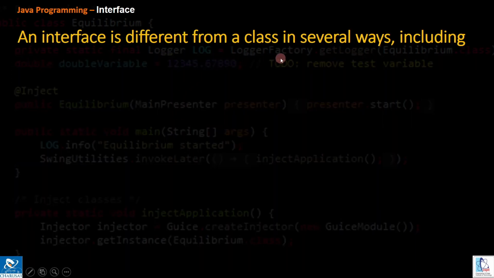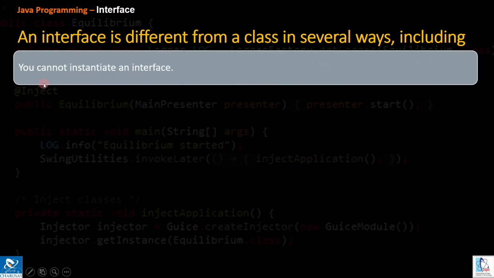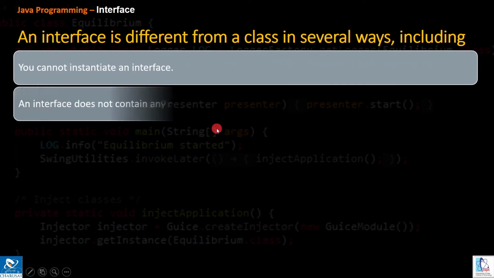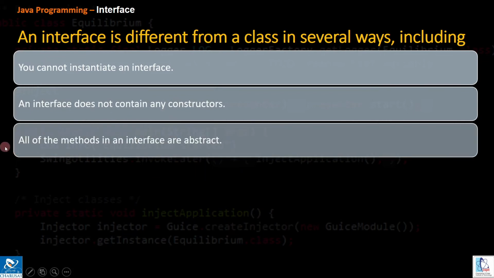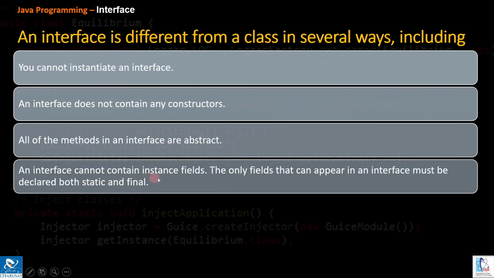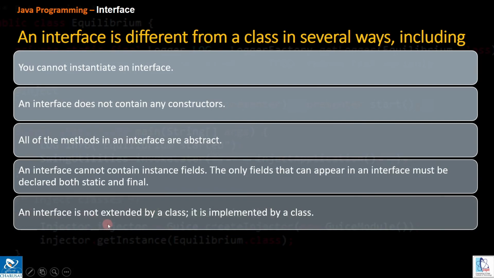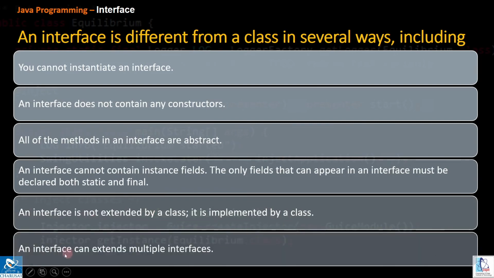An interface is different from a class in several ways, including that you cannot instantiate an interface. That means you cannot create the object of an interface. An interface does not contain any constructor. All of the methods in the interface are abstract. An interface cannot contain instance fields. The only fields that can appear in an interface must be declared both static and final, that means constant. An interface is not extended by a class. It is implemented by a class. Okay. An interface can extend multiple interfaces.